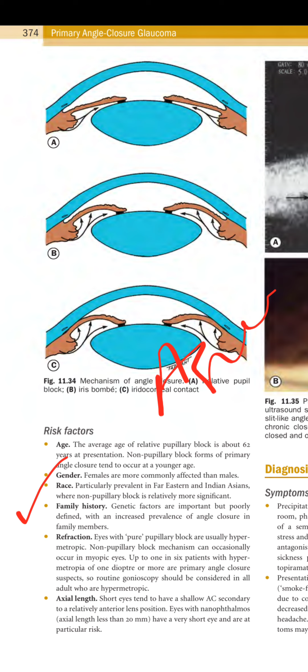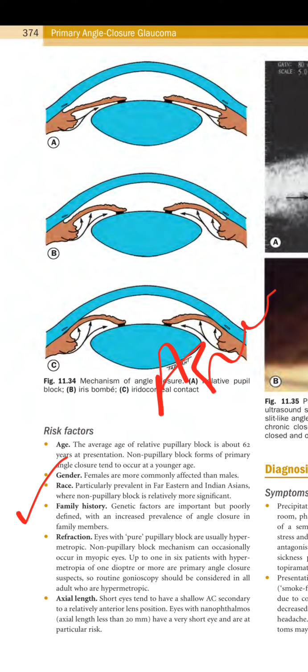Family history: genetic factors are important but poorly defined, with an increased prevalence of angle closure in family members. Refraction: eyes with pure pupillary block are usually hypermetropic. Non-pupillary block mechanism can occasionally occur in myopic eyes. Up to one in six patients with hypermetropia of one diopter or more are primary angle closure suspects. So routine gonioscopy should be considered in all adults who are hypermetropic.